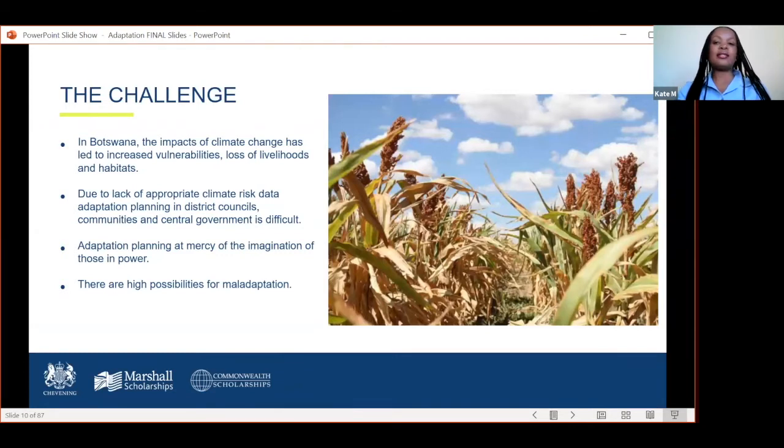So in Botswana, just like in many other countries of the world, the impacts of climate change have led to increased vulnerabilities, loss of livelihoods, and loss of habitats. The main challenge to adaptation is lack of appropriate climate risk data, which makes planning for adaptation difficult. Adaptation officials do not have a practical outlook of what forms climate risks and vulnerabilities may take. The absence of a policy to address this data gap leaves adaptation planning at the mercy of the imagination of those that are in power, and this runs the risk of perpetuating maladaptation. Next slide, please.